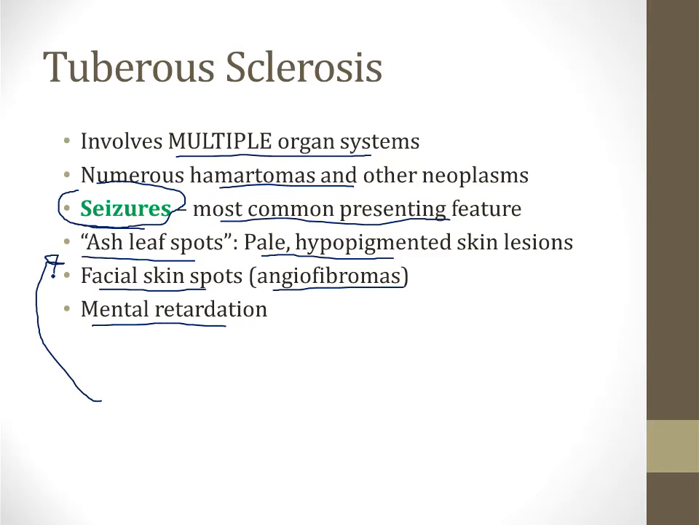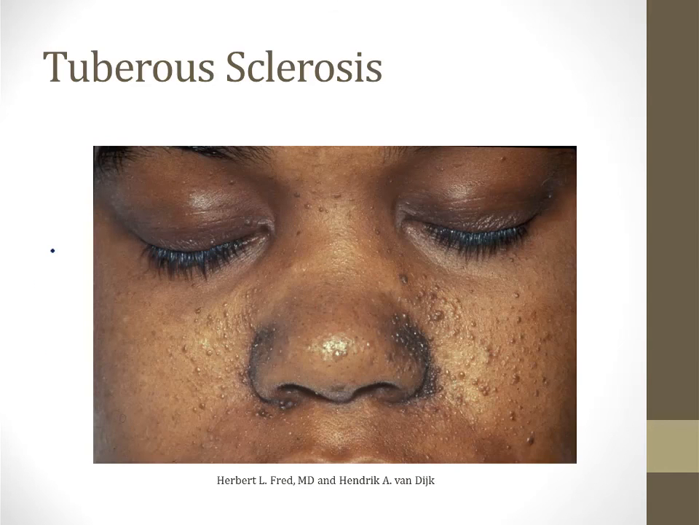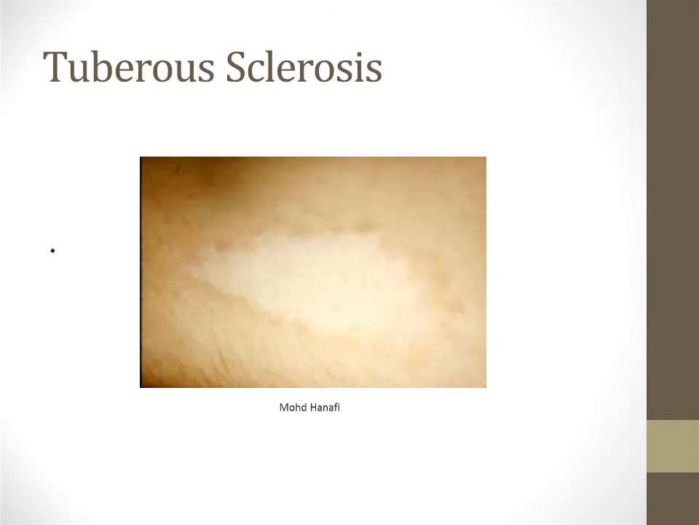That suggests tuberous sclerosis. This is a picture of a child with angiofibromas. They are often present in the nose and malar regions of the face, just like in this image. And then this is a picture of an ash leaf spot. It's a pale hypopigmented spot seen on the skin. And that concludes our video on cardiac tumors.